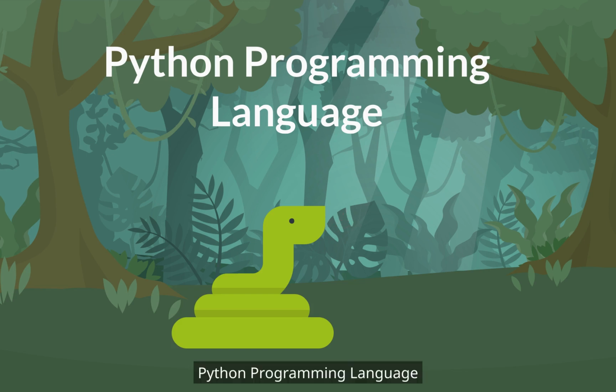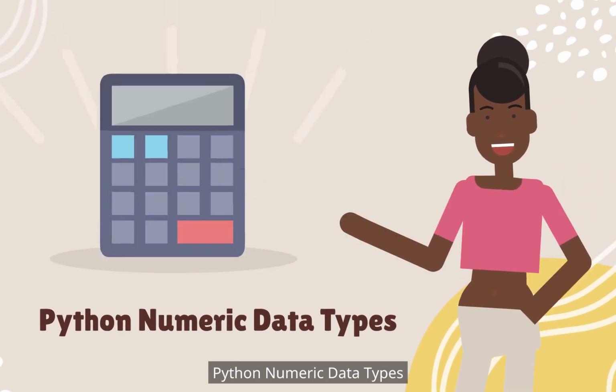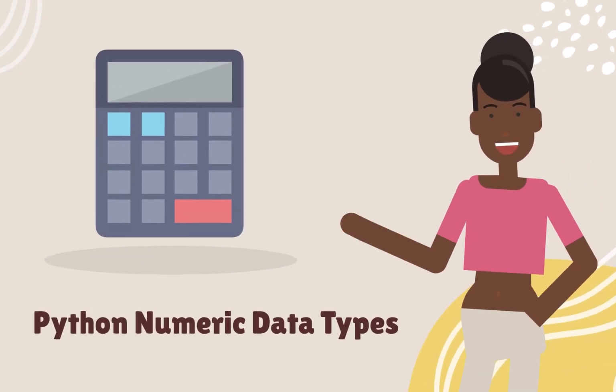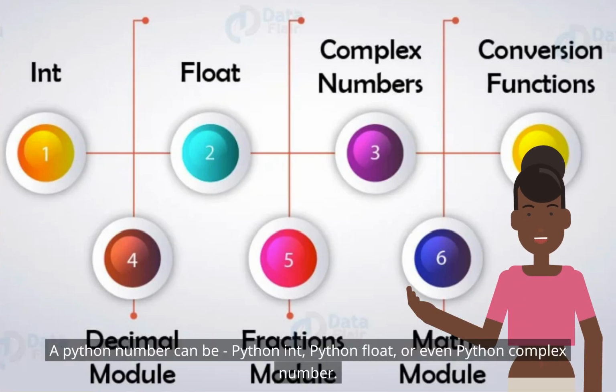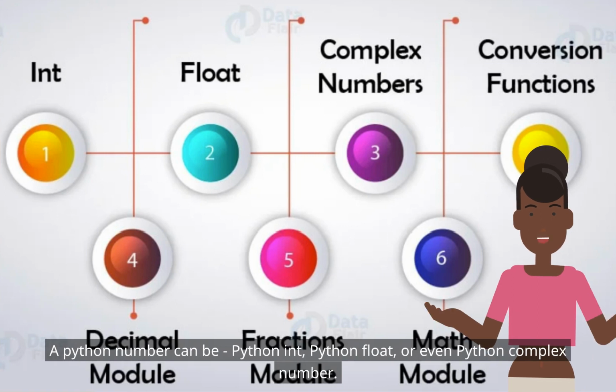Python programming language. Python numeric data types. A Python number can be Python int, Python float, or even Python complex number.